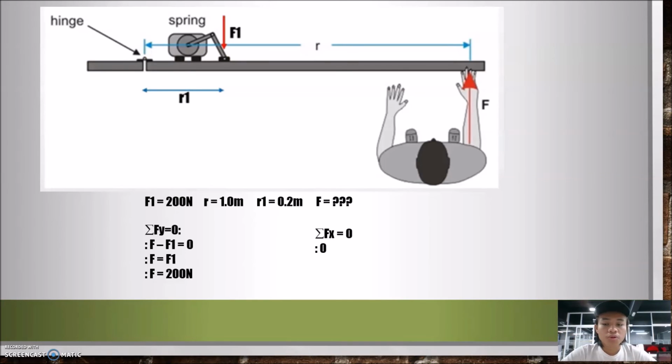Now we go to our experiment, which is the door. It's given that F1 is 200 Newton, R is 1 meter, and R1 is 0.2 meter. We have to find F, so we set Fy equal to 0 and Fx equal to 0. First for Fy: F minus F1 equals 0, F equals F1, and so we get F as 200 Newton. Fx equals 0, we have no x component, so we did not do the Fx. That's all. Thank you.